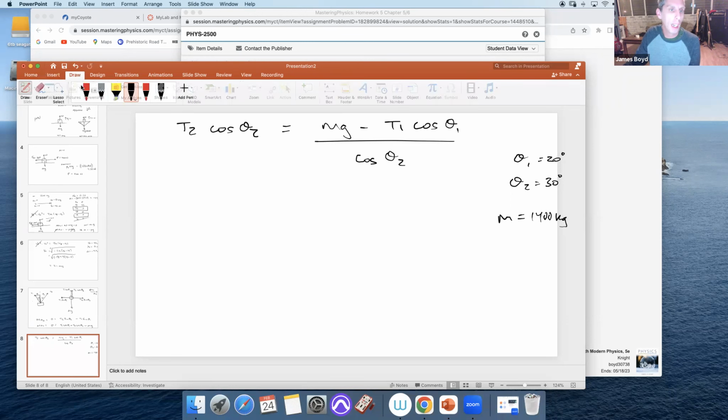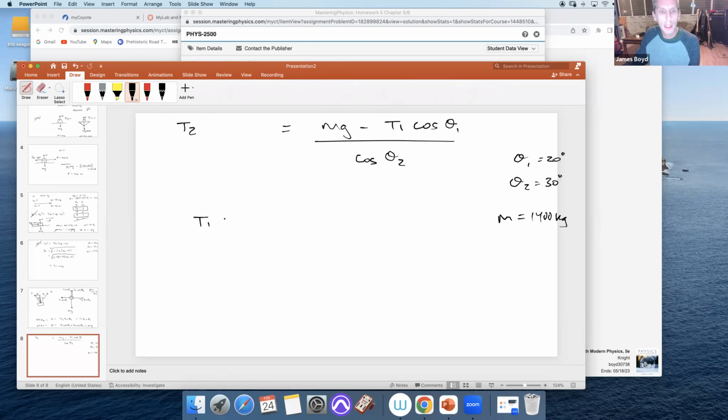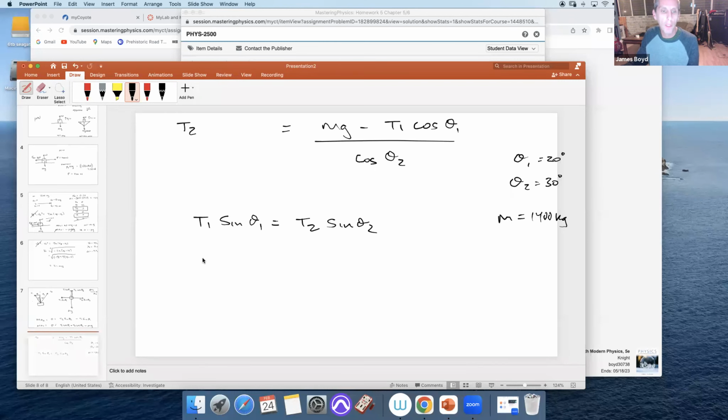And I don't necessarily need to solve this quite yet. I could, but my other equation is T1 sine theta 1 is T2 sine theta 2. So all I did was I moved this over because this equation equals 0. And I want to solve this for T1. So let's put sine theta 1 there.